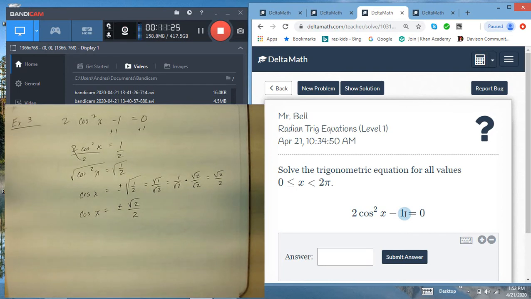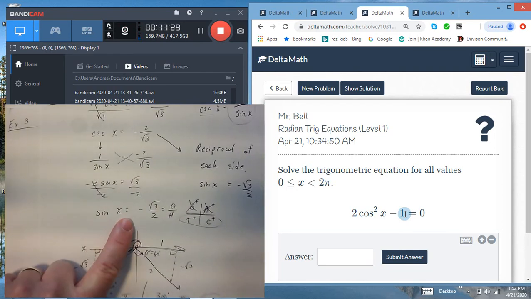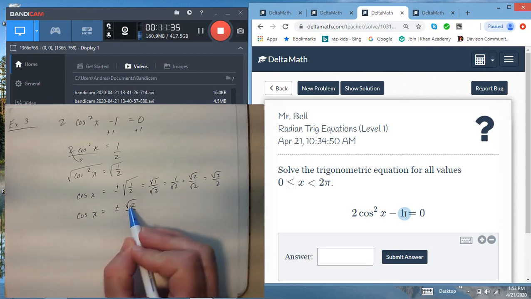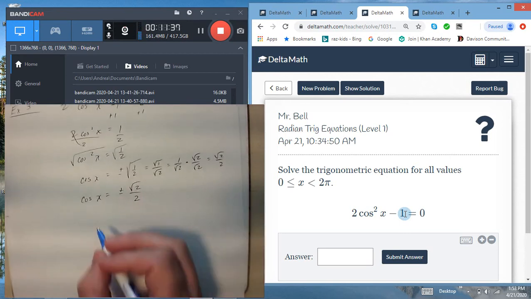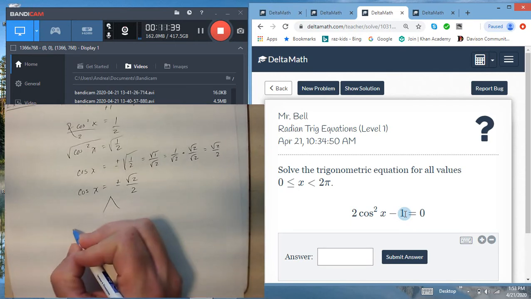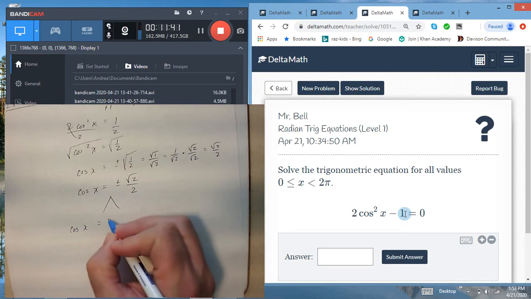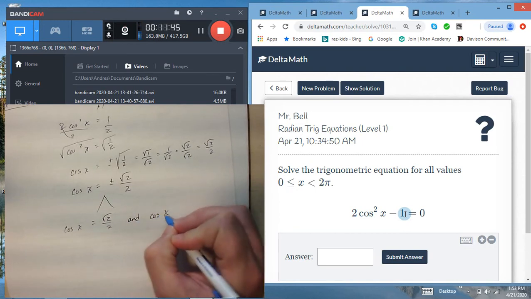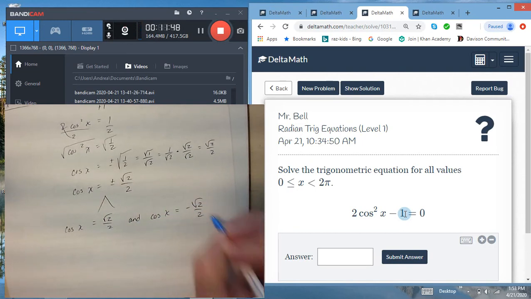Now this goes back to our skills earlier in the week and even the last problem, this scenario. But the only issue is now I've got plus or minus. What does that mean? Well, actually, cosine is positive in 2 quadrants and it's negative in 2 quadrants. Let me break it up here for you just to make sure it's really clear. So we have cosine of x equals square root of 2 over 2, and cosine of x equals negative square root of 2 over 2.